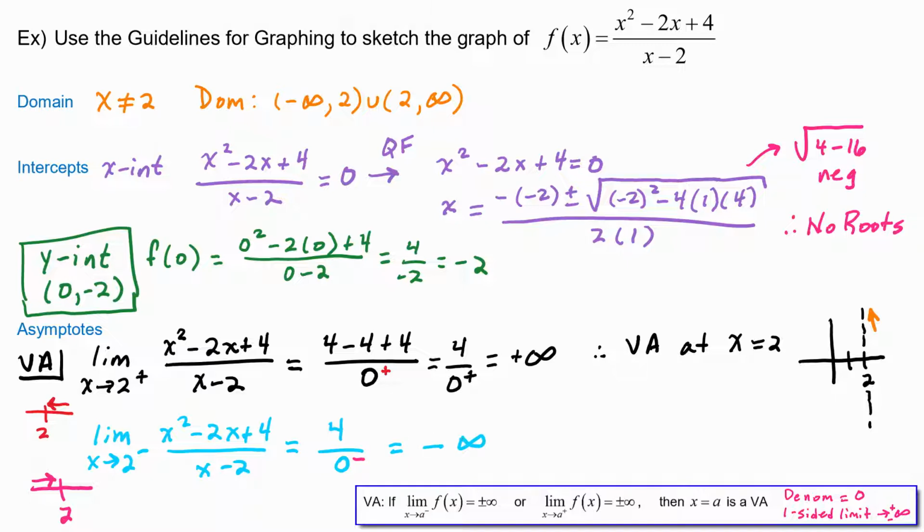And that means as x approaches 2 from the left side of 2, the graph is going to head down to negative infinity. So as we come into 2 from the left, the graph is going to be heading down to negative infinity. And this is why you have to do both one-sided limits, because you don't know which way the graph will be going unless you do that.